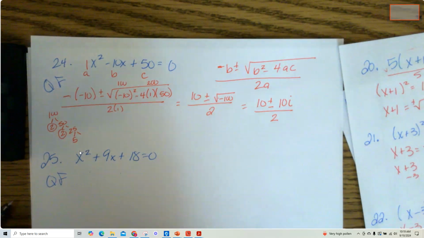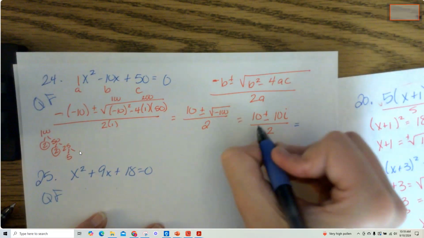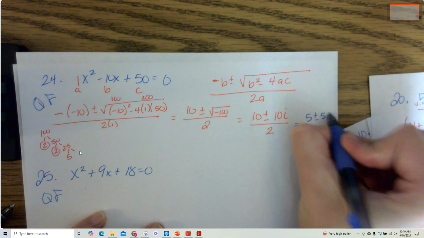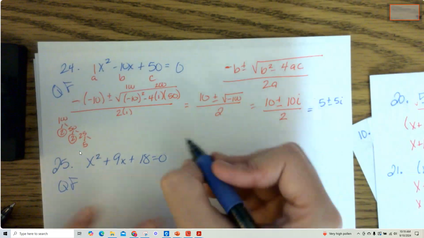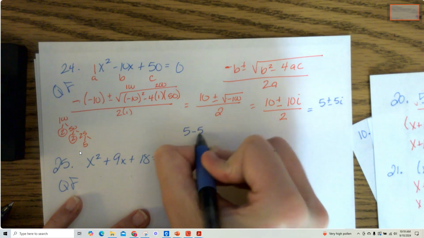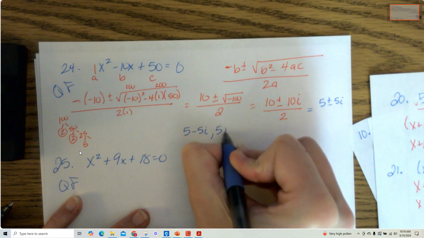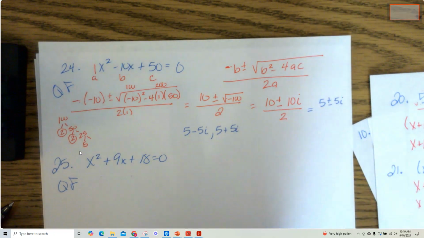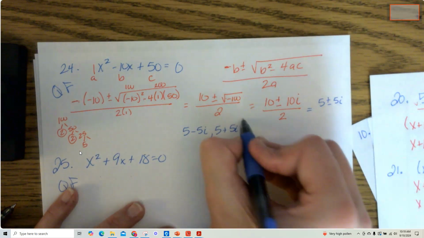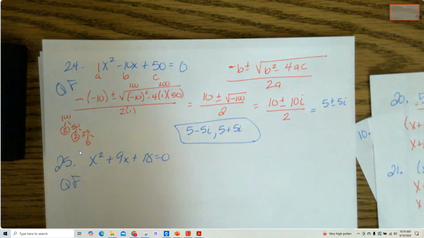And so if we factor that 2 out, 10 divided by 2 is 5. And so again, it may want this as like 5 minus 5i, comma 5 plus 5i, depending on the order they want it in. Okay, just pay attention to how they want their answers.